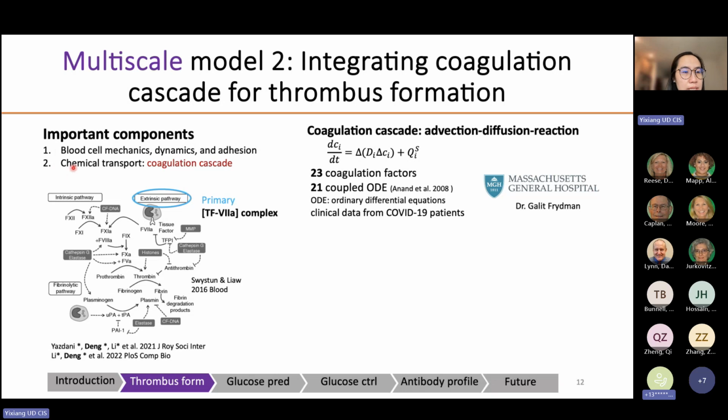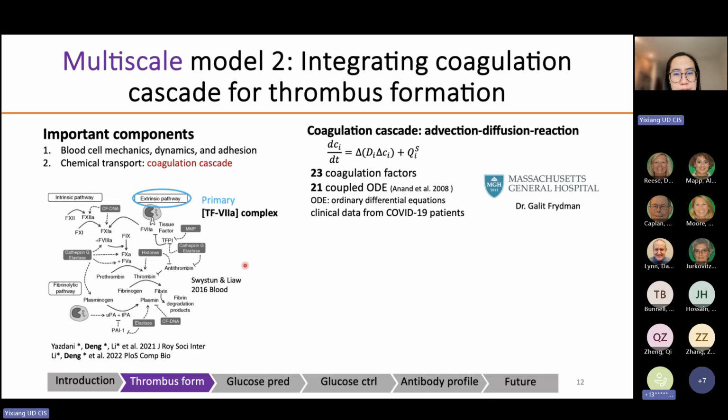And then the second component is the chemical transport of these coagulation factors mediated by this mechanism called coagulation cascade, which can be activated by either the intrinsic pathway or the extrinsic pathway. And in this modeling, we are primarily interested in the extrinsic pathway activated by this TF:factor 7a complex, meaning that once the concentration of this complex reaches a threshold, the extrinsic pathway will be activated.